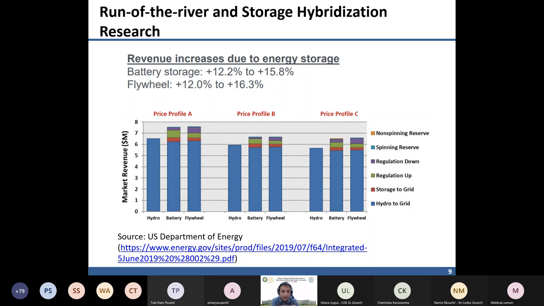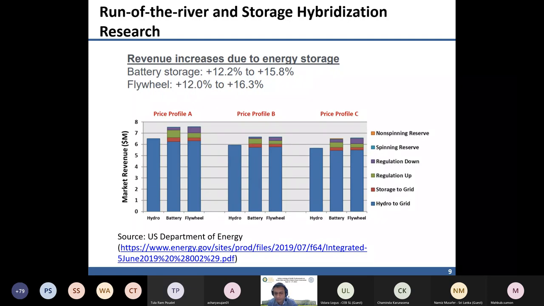But if you add battery storage or you add flywheel, what that does for you is it gives you an opportunity to generate energy from the storage and feed it back to the grid. It allows you to provide regulation up and regulation down ancillary services, meaning that if for grid balancing purposes you need to increase your generation, you can. If you need to reduce your generation, you can, in a short span of time.